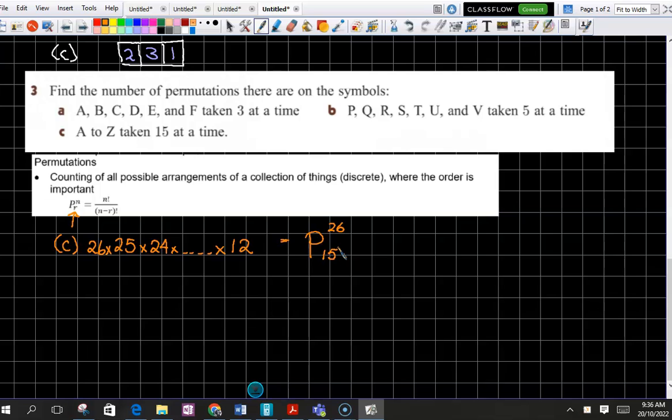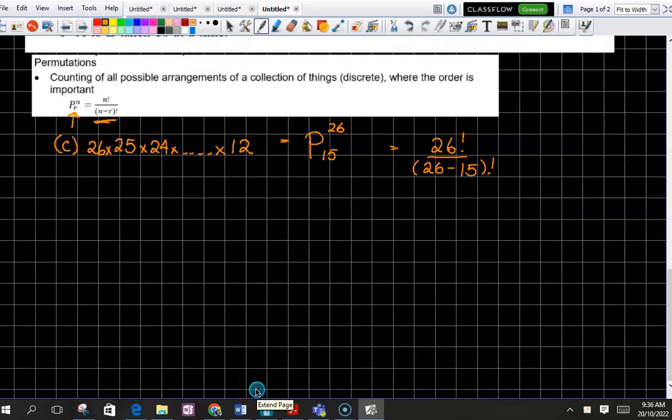So when we talked about factorials, you're looking very tired, Tom. When we're talking about factorials, that means it's 26 factorial, which is 26 times 25 times all the way down to 1, over n take r, so 26 take 15 factorial, and you go, great, that gives you the answer.